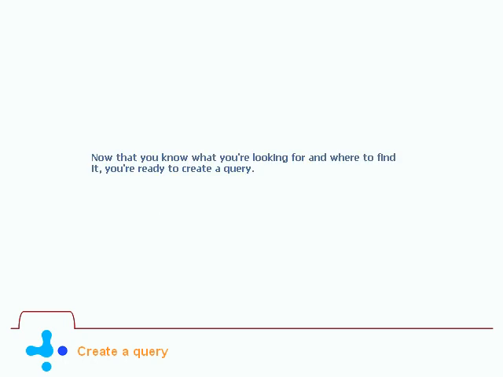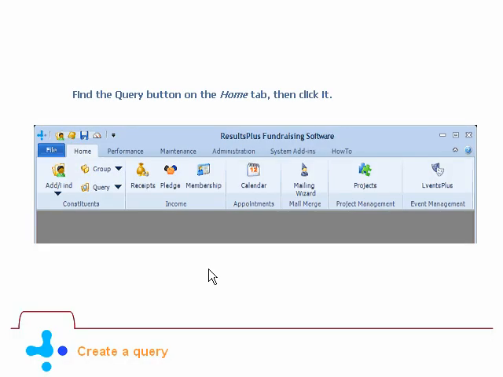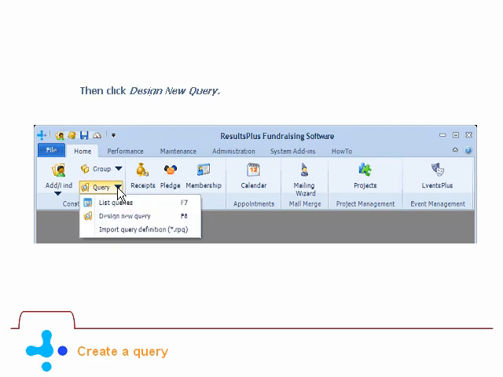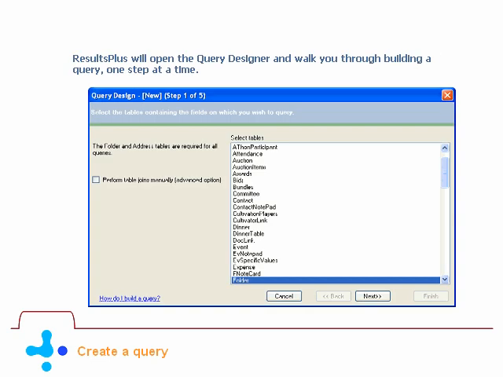Now that you know what you're looking for and where to find it, you're ready to create a query. Find the Query button on the Home tab, then click it. Then click Design New Query. ResultsPlus will open the Query Designer and walk you through building a query, one step at a time.